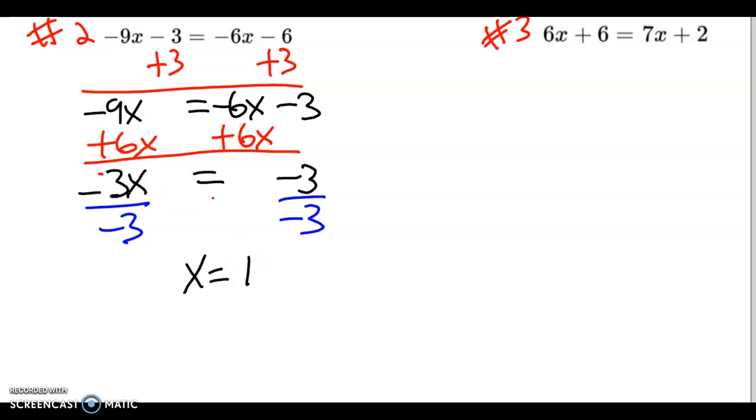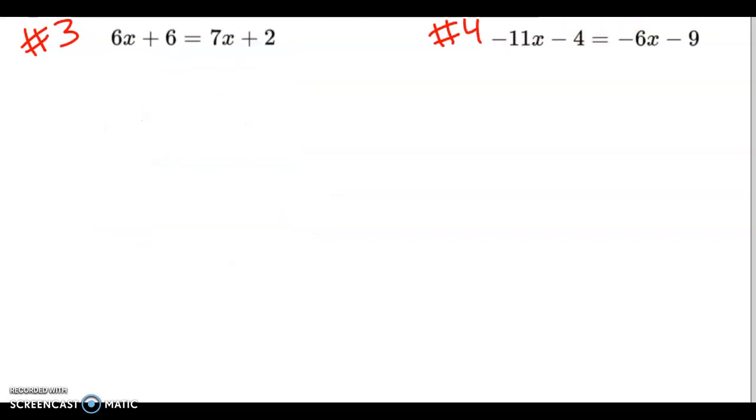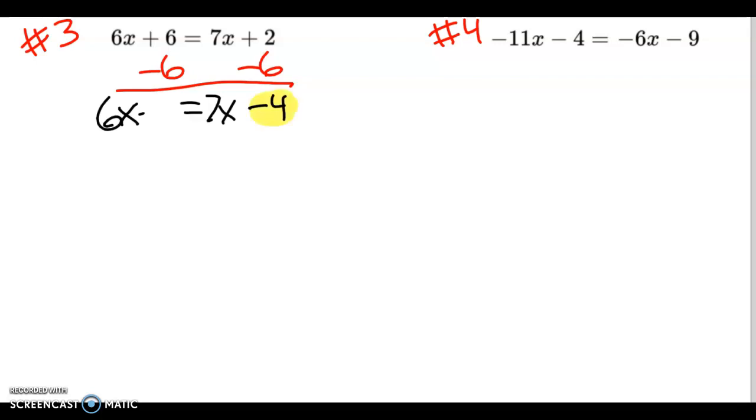Alright, let's take a look at another example. Same thing. We're going to move the numbers to the right, letters to the left. So I'm going to subtract 6 on both sides. I've got positive 2 minus 6. That's going to give me a negative 4. Different signs, find the difference. You get negative 4. 6 minus 2 is 4. Keep it negative because the 6 is bigger.